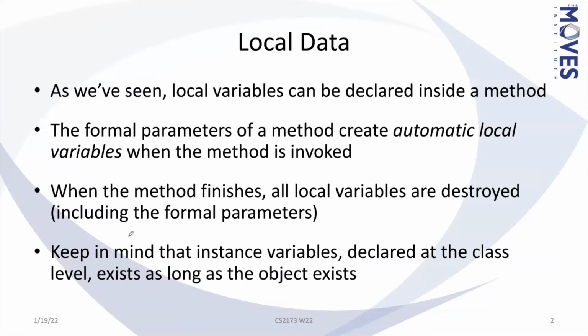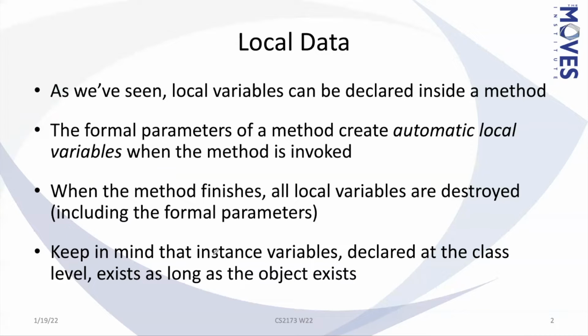Okay, so let's talk about local variables. And again, we've been using local variables pretty much since the beginning. Local variables are declared inside of a method. The formal parameters of the method create automatic local variables when the method is invoked. We'll see what that is about. And this is important to understand, that when the method finishes, all of the local variables basically get tossed away. And that includes the formal parameters.